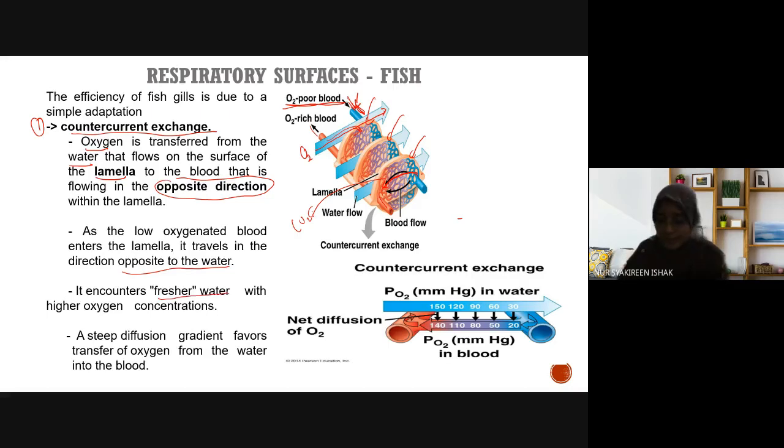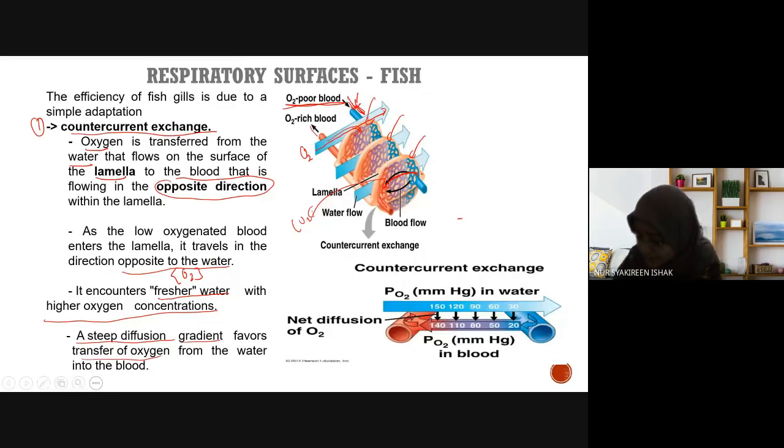So what does fresher water mean? Water with more oxygen concentration, compared to the oxygen concentration in the blood. So it encounters fresher water with higher oxygen concentration. Therefore, when the oxygen concentration in water is always higher compared to that in the blood, oxygen will continuously diffuse from water into the blood capillaries within the lamella. So a steep diffusion gradient favors the transfer of oxygen from the water into the blood.